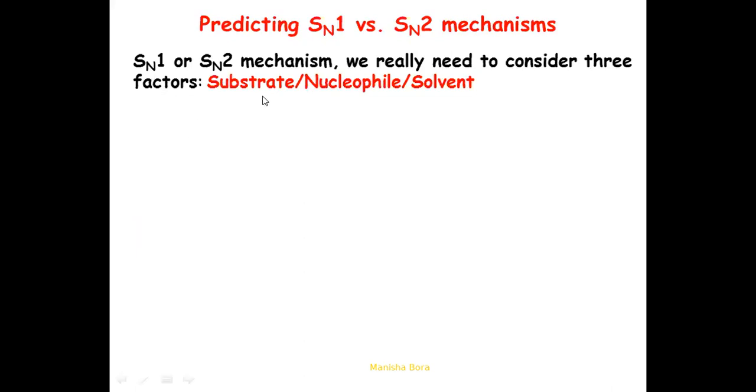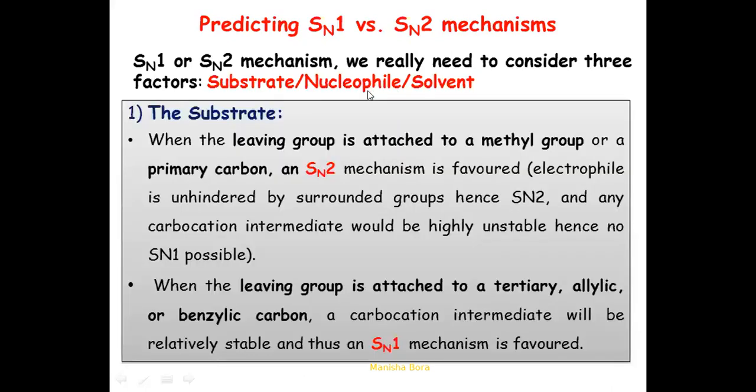So the key factors to distinguish between SN1 and SN2 are nature of substrate, nature of nucleophile, and the type of solvent used. If I take a substrate, I know that the substrate has two parts. One is the alkyl part and another is the leaving group part. The leaving group is attached to which carbon, whether it is primary, secondary, tertiary, that will decide whether the reaction will go via SN1 or SN2.